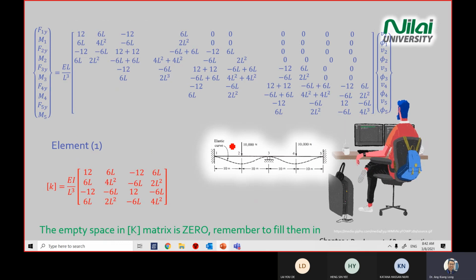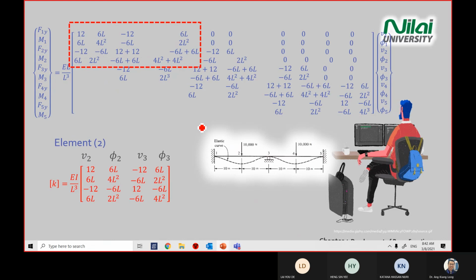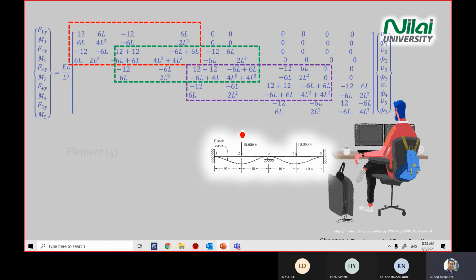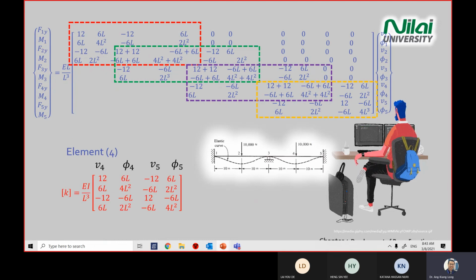So I'll just show you how I build. All these are just a side note. For element 1, I just highlight where it is, all this number. Then element 2, where is all this number. Element 3, where is all this number. Element 4 and element 5, and so on.